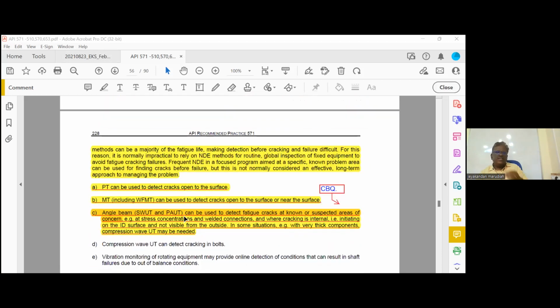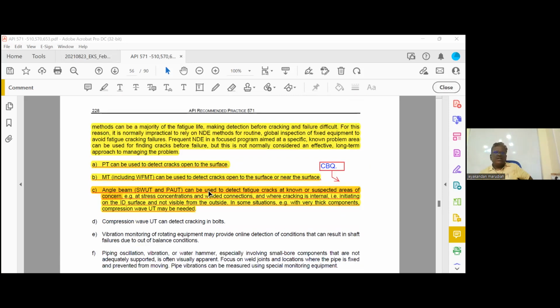Then inspection, next page. PT can be used to detect cracks open to the surface. MT can be used to detect cracks open to the surface or near surface. Angle beam, shear wave UT or PAUT can be used to detect fatigue cracks at known or suspected areas. That is important. That is closed book.